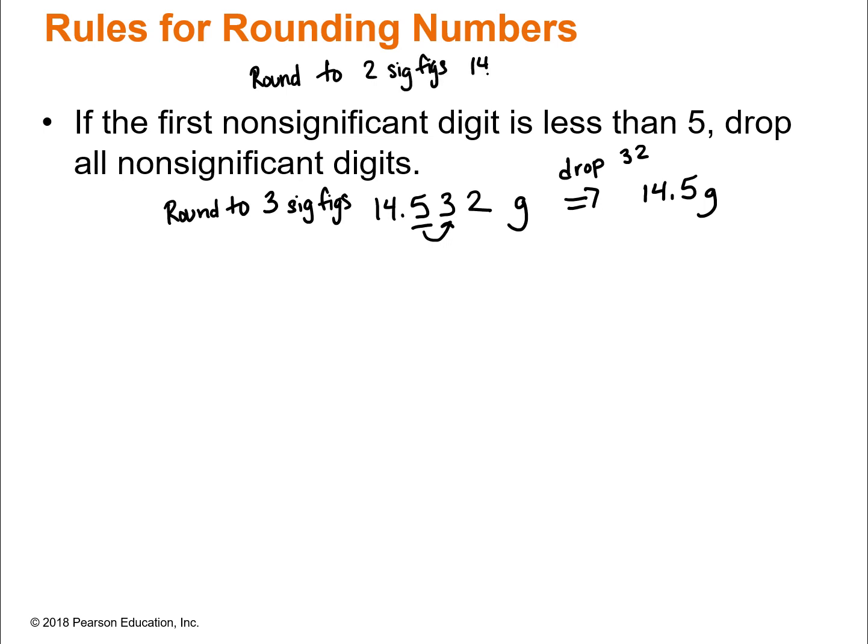We're going to use the same number, but this time we want to round it to 2 sig figs. 1, 2. So that means we're keeping the 1 and the 4, and we're looking to the next number.